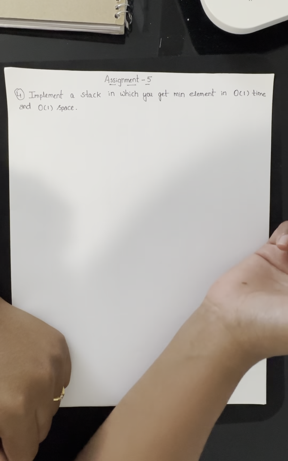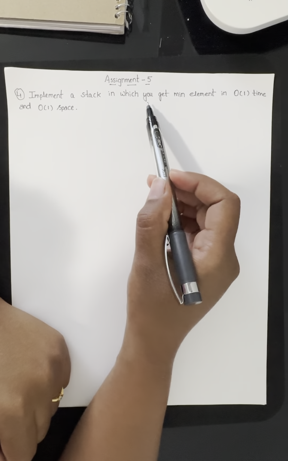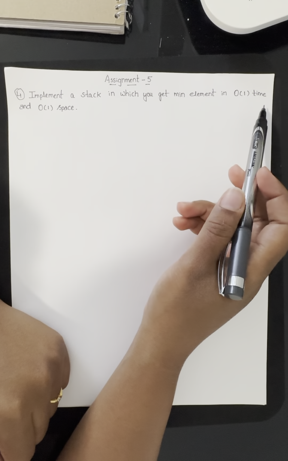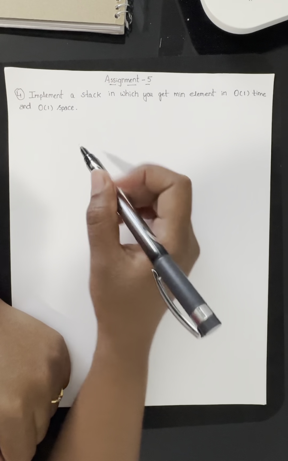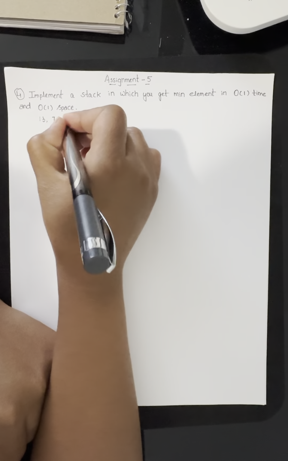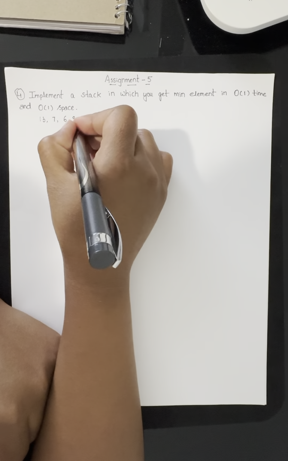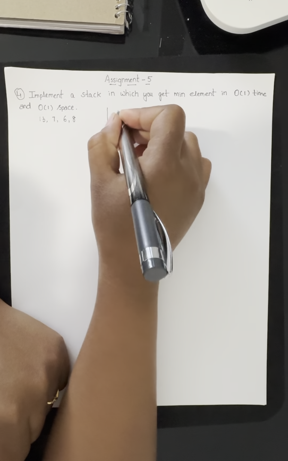So in this video, I'm going to implement a stack in which we need to get a minimum element in the stack in big O of one time and big O of one space. So let's say these are the elements that I'm going to push to the stack. So this is the stack.